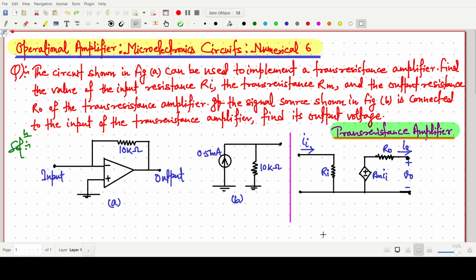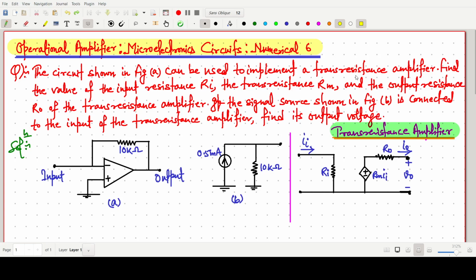Welcome everyone. In this video lecture, we will solve a numerical based on operational amplifier and it is from the Microelectronics Circuits book. So the question is: the circuit shown in figure A can be used as a transresistance amplifier.